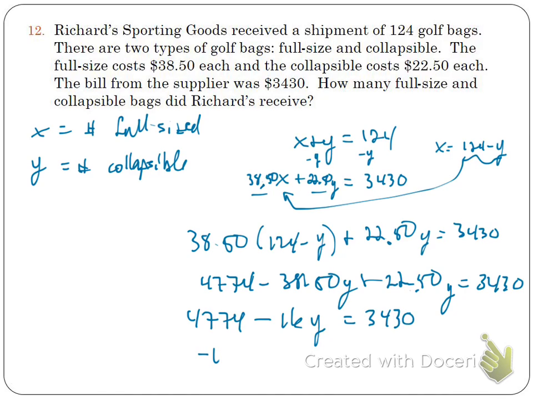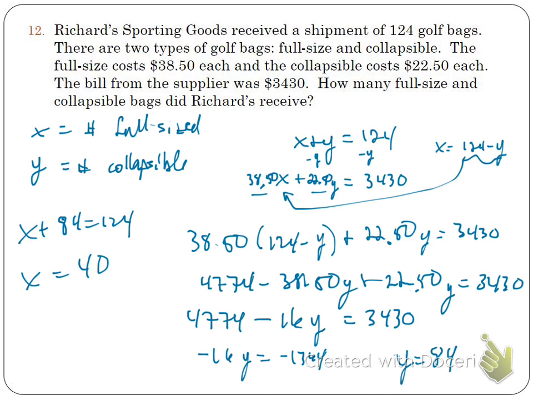Having a hard time writing this morning. We get negative 1,344. Then divide both sides by negative 16. And we find out that y is 84. Which tells us that there were 84 collapsible bags. If there are 124 bags total, then we can just plug in 84 for y in that first equation and find out that there were 40 full-size bags.